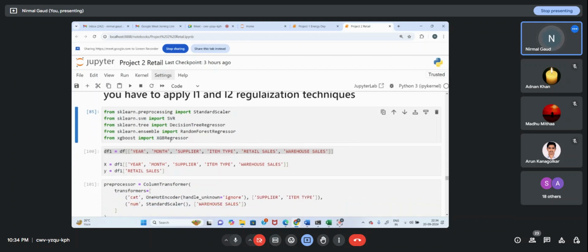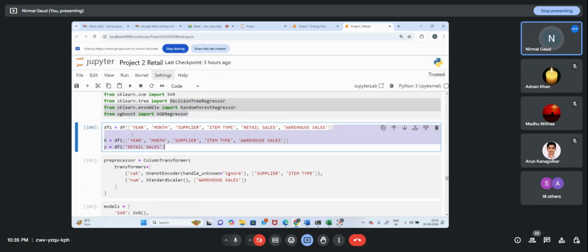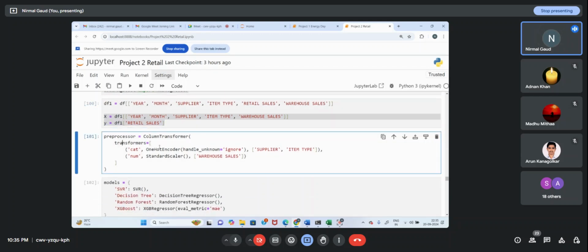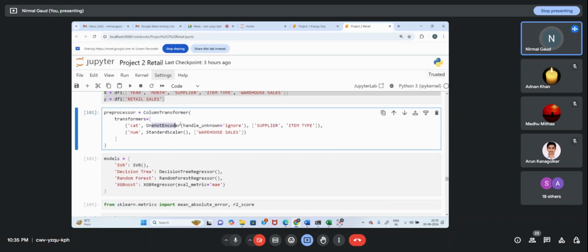And after this I use SVR, so I included standard scaler. Decision tree, random forest, XGBoost also, I included all of them. And again, this is my DF1, this is my X and Y. I applied column transformer, that means I perform one hot encoding for categorical, and scaling for warehouse sales.